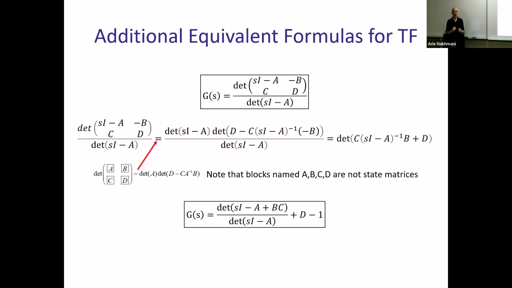Now, this will not work for MIMO systems, because for MIMO systems, you will have multiple transfer functions. It will be a matrix of transfer functions instead of a single transfer function. So you will not be able to do that skipping step, right?